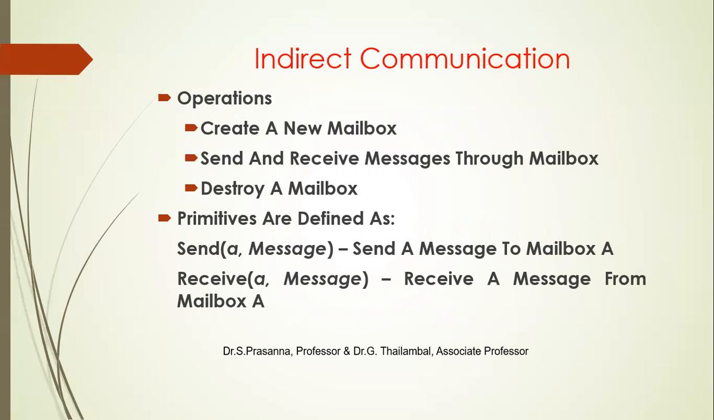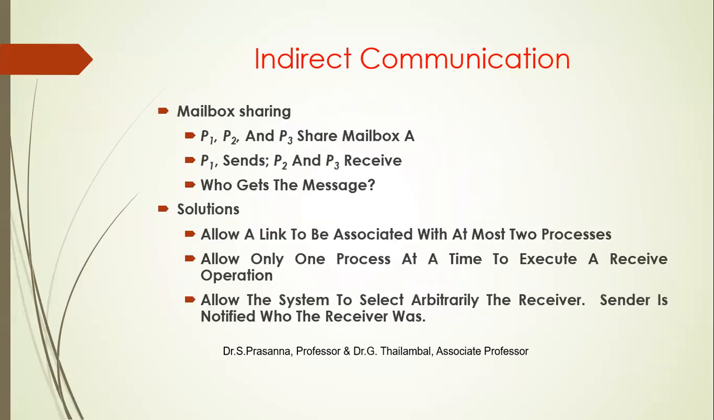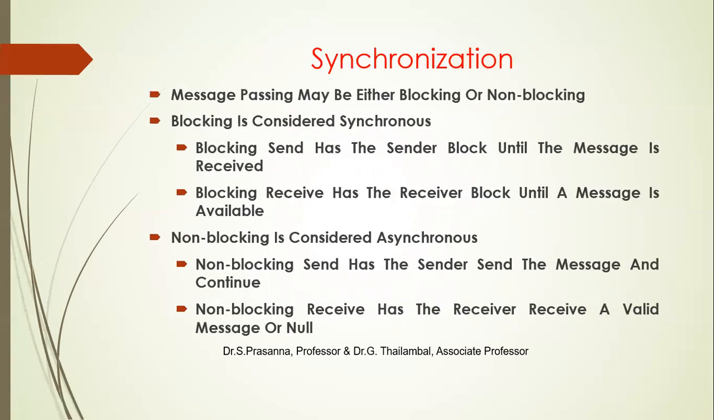Primitives are defined as send and receive commands. Now consider mailbox sharing in indirect communication. P1, P2, and P3 share mailbox A. P1 sends, and P2 and P3 will receive. If that is the concept, which process will receive the message first? The solutions are: allow a link to be associated with at most two processes, allow only one process at a time to execute a receive operation, or allow the system to select the receiver arbitrarily. The sender is notified who the receiver was.